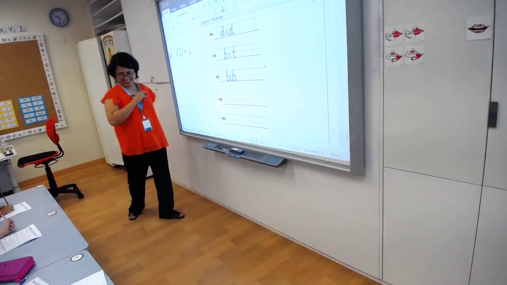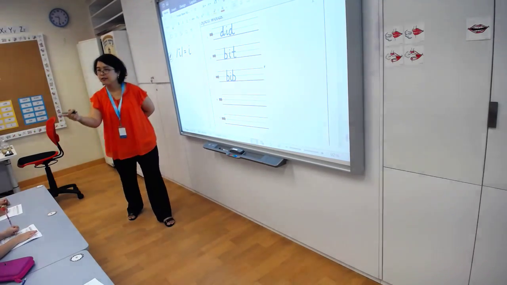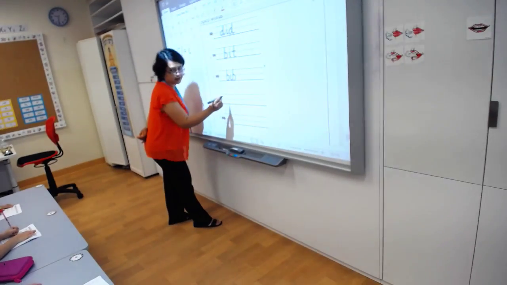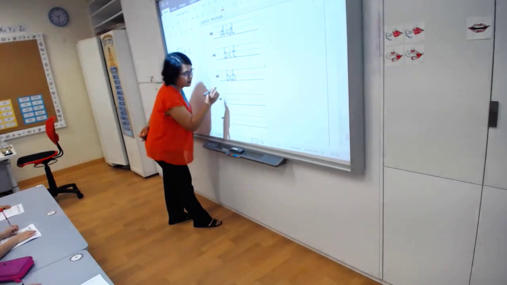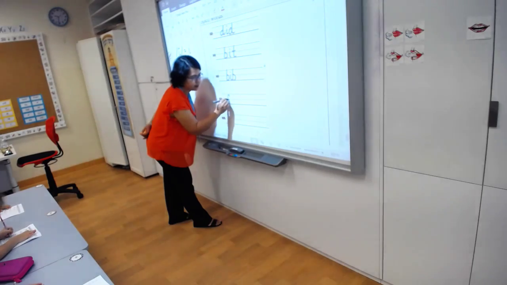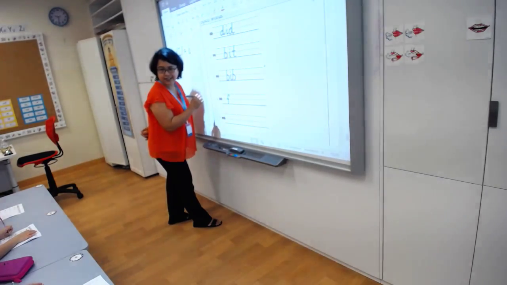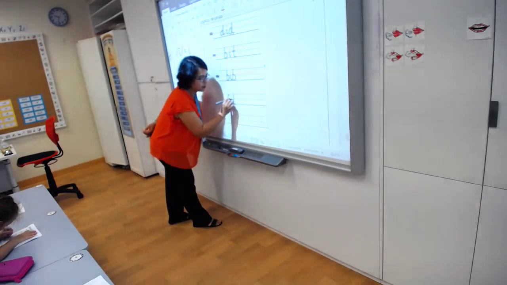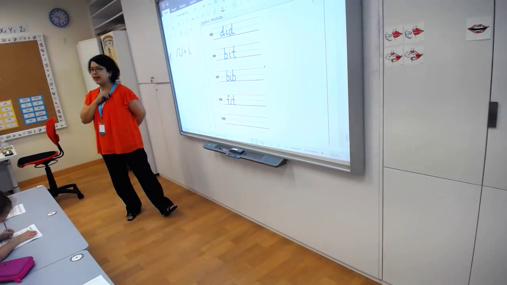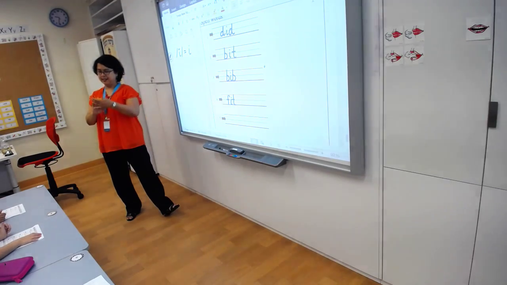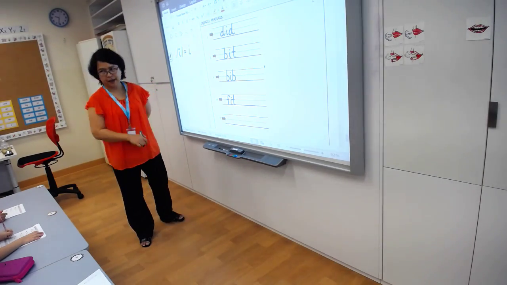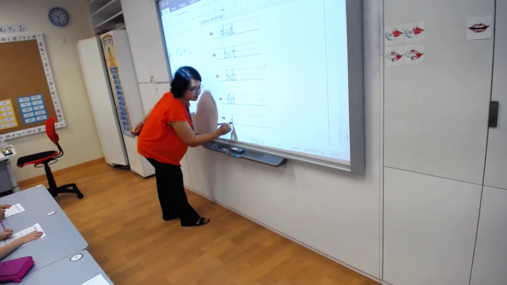Tara, you want to try? Number four. Fit. And then? Spell it. Fit. What's the first letter? What letter is it? F. Is it fit? Yes. Next? I. Next? T. Wonderful. Fit. Next, number five, Amit. You ready? Dip. Spell it. D. I. P.